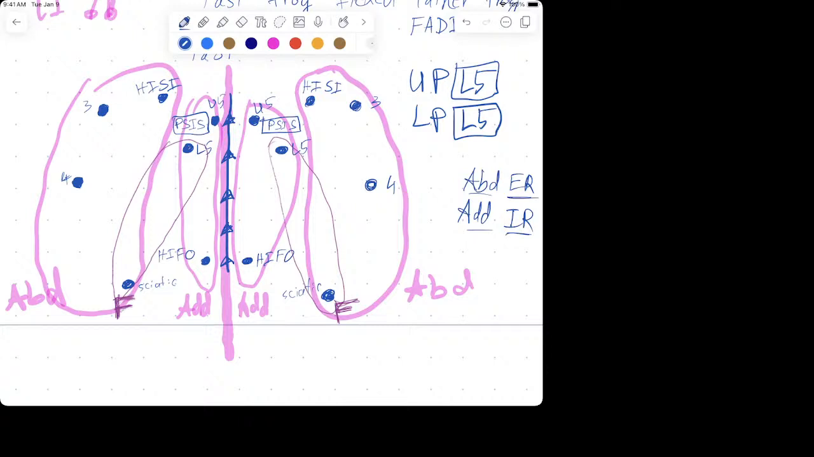So like if I ask myself, hey, what's this? Oh, it's outside. It should be abducted. If it's abducted, it should be externally rotated, and it's not one of the 2 flexion points, so it should be extended. Done. So like that, now you have a map and you can solve everything. And that's pretty much it. Let me see if I forgot something.